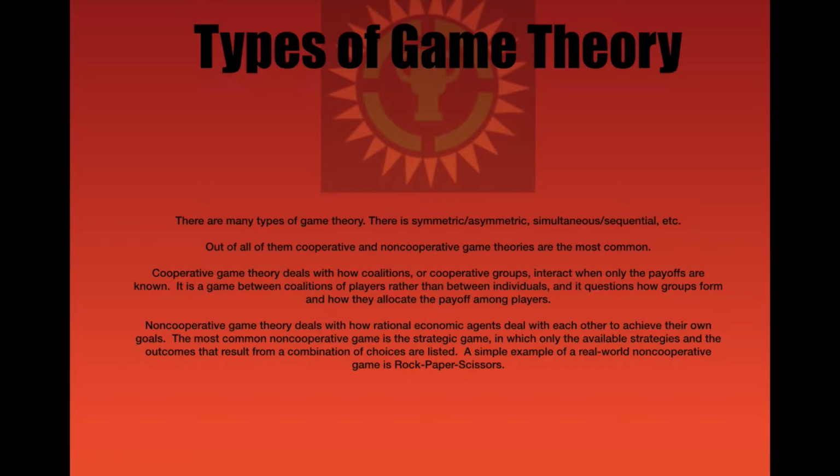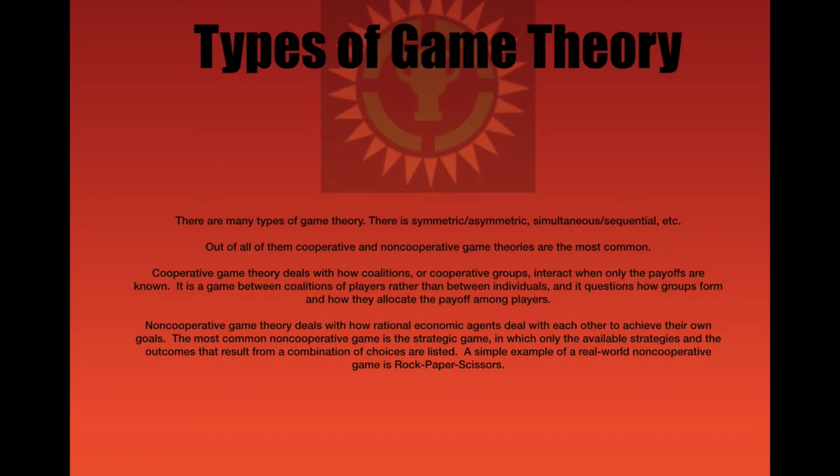Out of all of them, cooperative and non-cooperative game theories are the most common. Cooperative game theory deals with how coalitions or cooperative groups interact when only the payoffs are known. It's a game between coalitions of players rather than between individuals, and it questions how groups form and how they allocate the payoff among players.